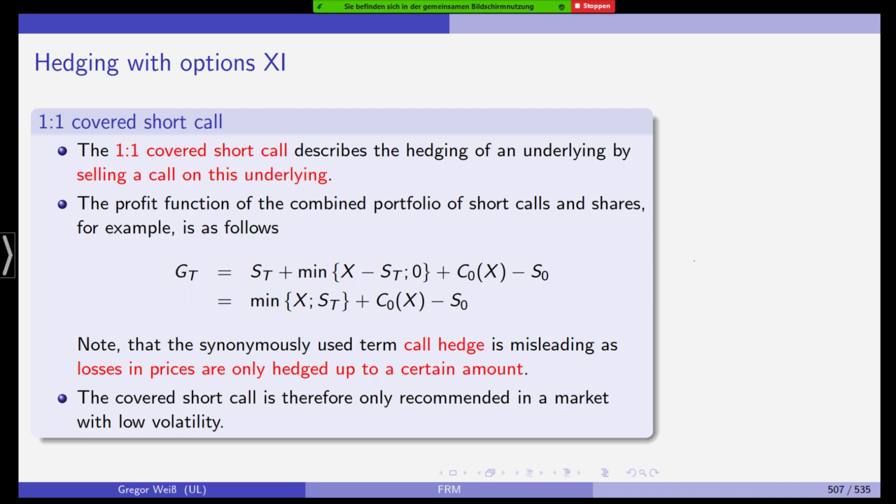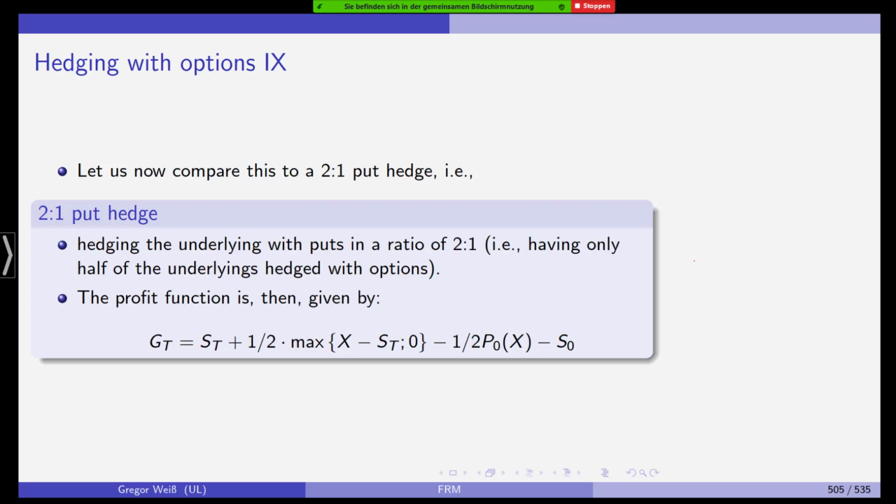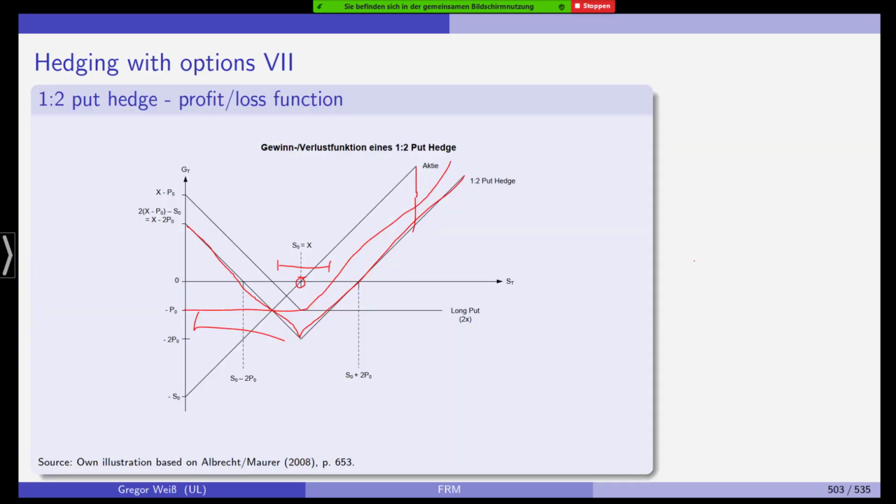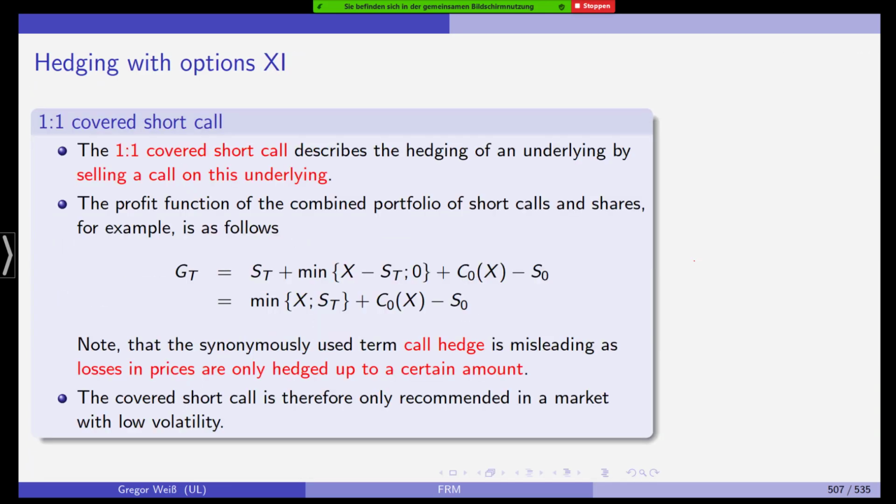Okay. Next, a 1-to-1 covered short call. This is a hedge where we are using an underlying and we go short in a call. So this here was long underlying, long put. So what we are doing now is we are going long underlying, short call. So the profit function is now based on the payout profile of a call in a short position. And we also sometimes use the synonymous term call hedge.